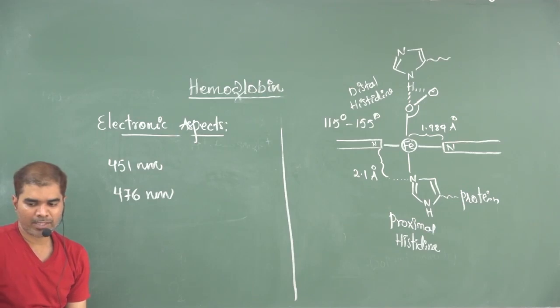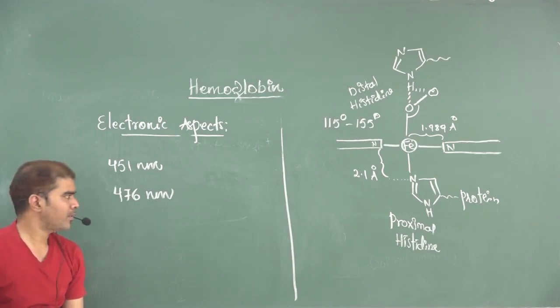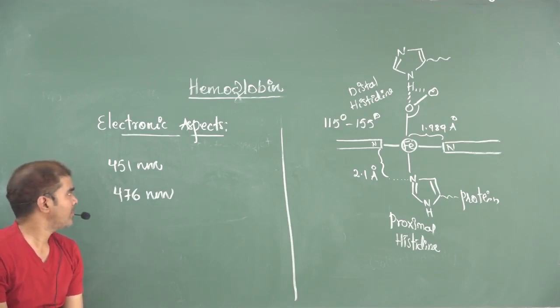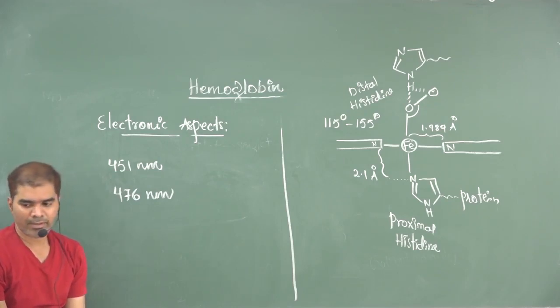Next, two peaks appear in the electronic spectra. One at 451 and another at 476 nanometer.